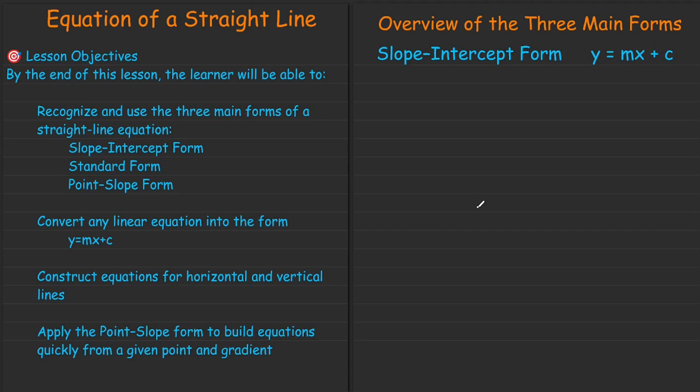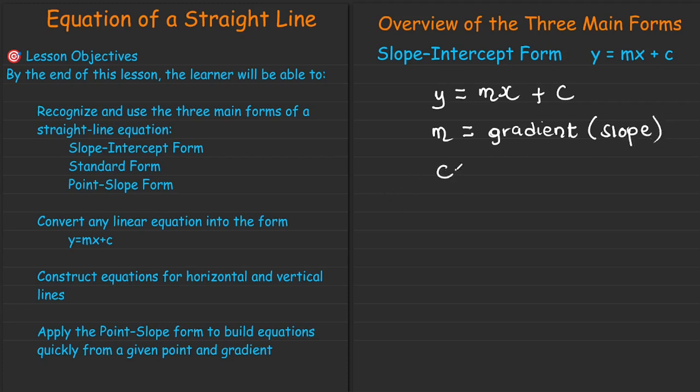Let's quickly look at an overview of the three main forms. The first one we'll be looking at is the slope-intercept form. Among all the three forms, this is the popular one you often learn when you want to start learning equations of a line. It is written as y equals mx plus c. The m is what we call the gradient. Take note that the gradient is also the slope of the line.